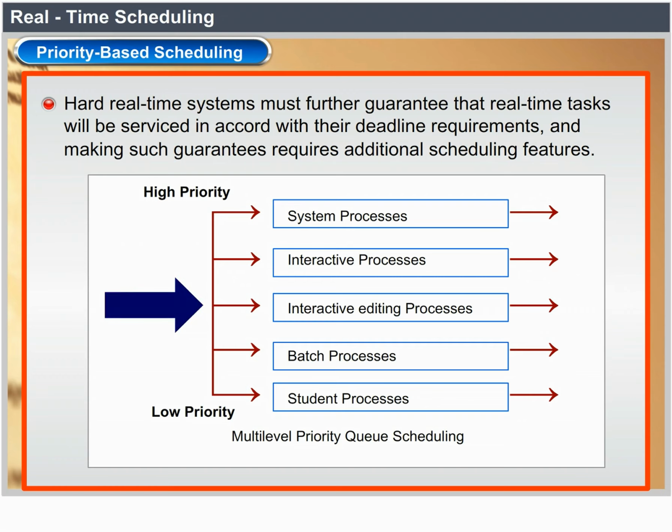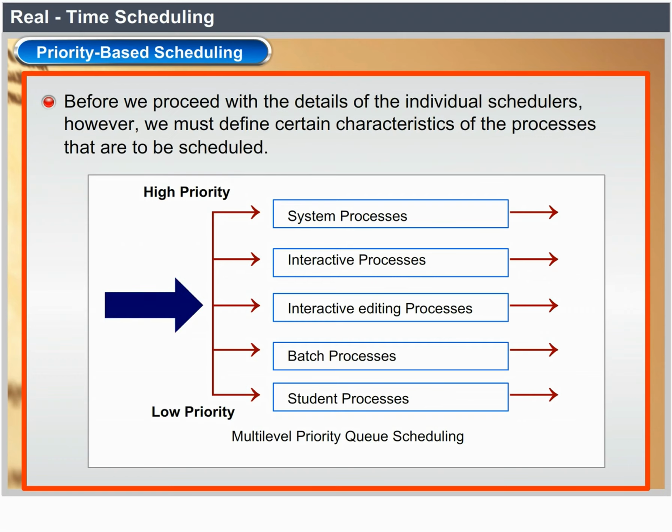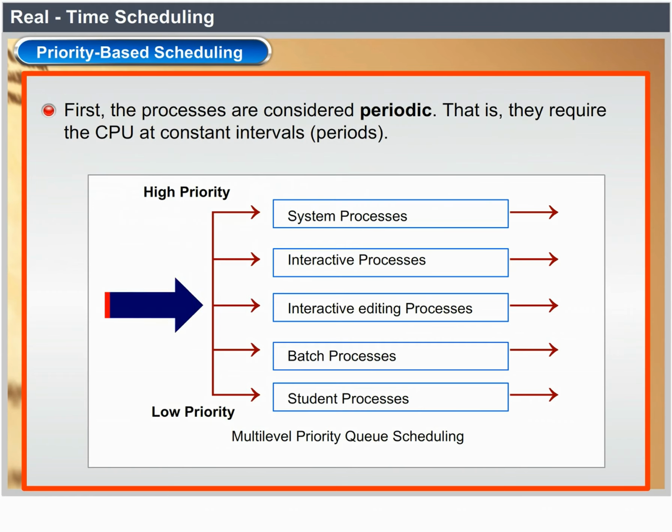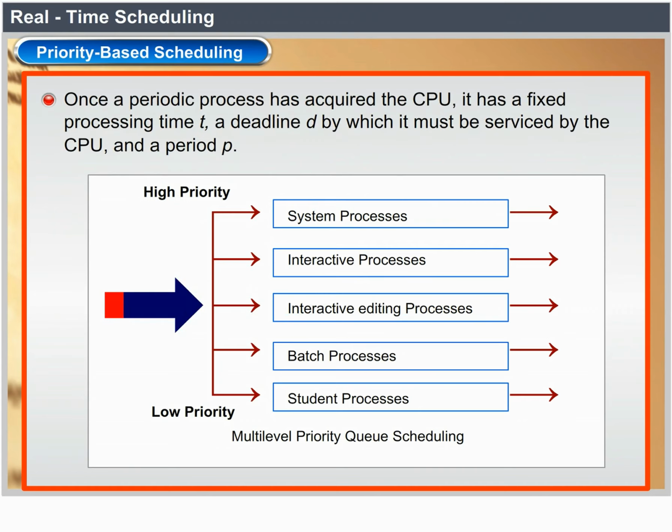Before we proceed with the details of the individual schedulers, however, we must define certain characteristics of the processes that are to be scheduled. First, the processes are considered periodic. That is, they require the CPU at constant intervals, periods. Once a periodic process acquires the CPU, it has a fixed processing time, T, a deadline, D, by which it must be serviced by the CPU, and a period, P.